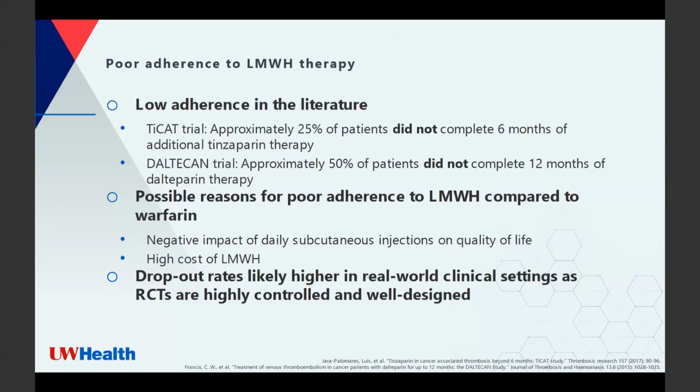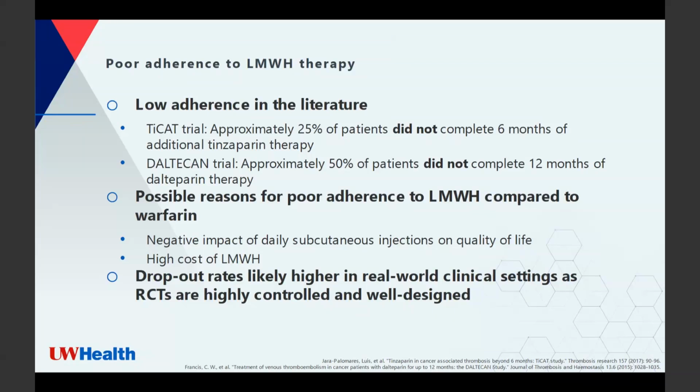Possible reasons for poor adherence to low molecular weight heparin could be due to the negative impact on life with daily sub-Q injections, and also possibly due to the high cost of low molecular weight heparin compared to warfarin. It's also important to note that dropout rates are likely higher in real-world clinical settings as randomized controlled trials are highly controlled and well-designed.